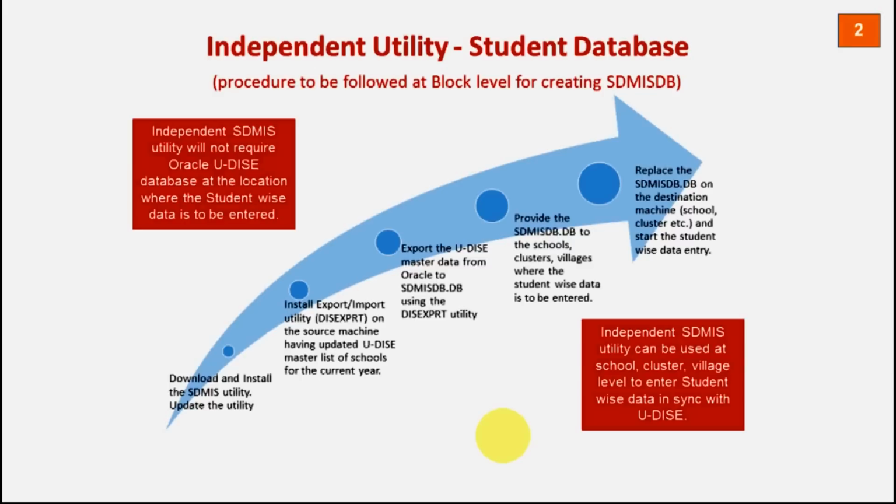So for the first level, the block level, where the UDICE data is available, you have to download the utility, install the utility, and update the utility. Then you have to use the DICE export utility to transfer the data from Oracle database to SDMIS DB. Then you can export this data and provide this SDMIS DB to the schools or clusters or villages where the actual data entry is to be done for each and every student.